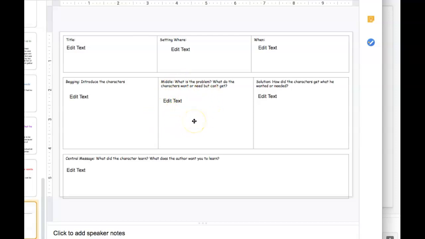here. We're going to find a character who wants or needs something but can't get it. Then we're going to see, is there a solution? Did this character get what he needed or wanted? He may not, she may not, but we know there will definitely be a central message. So let's look for that information in this story.